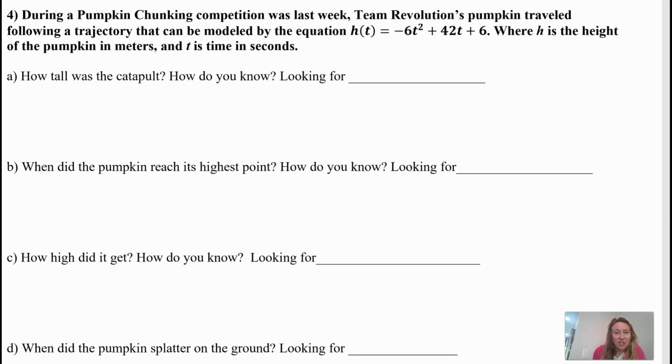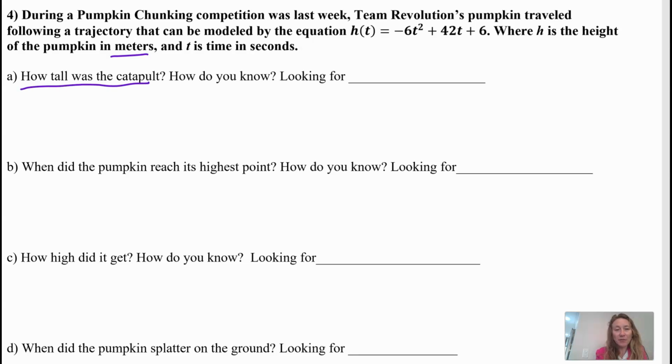During a pumpkin chunkin' competition last week, okay, probably not, Team Revolution's pumpkin traveled following a trajectory that can be modeled by the following equation. H of t is equal to negative 6t squared plus 42t plus 6, where h is the height of the pumpkin in meters, and t is the time in seconds. So that's why it's not using the negative 16. So how tall was the catapult?